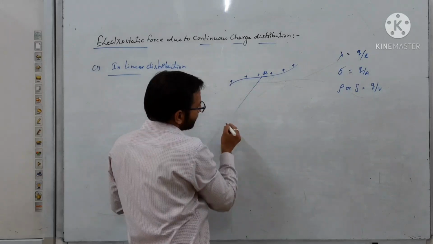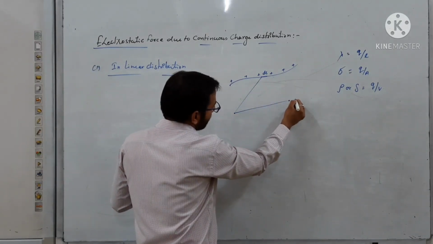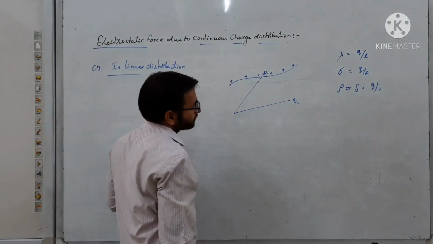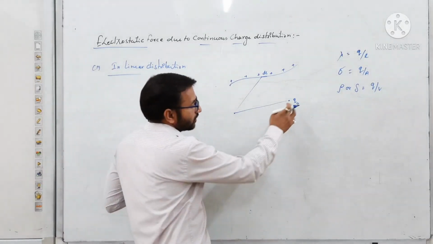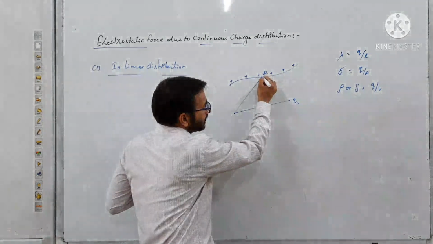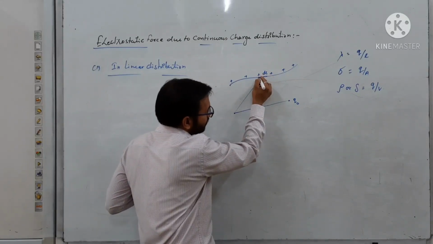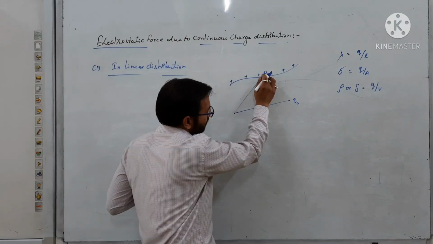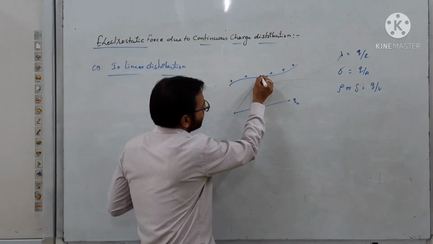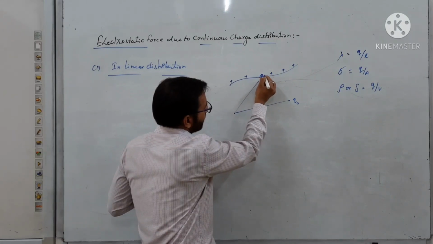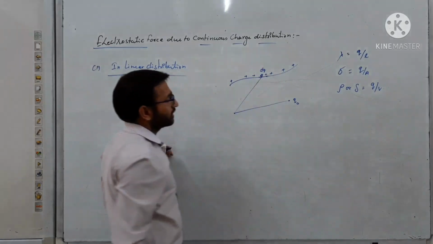So if I calculate the force acting on a charge q naught, or the force of attraction between two charges, one being q naught and the other along the wire, we can think of this part as our elementary part. Suppose this is its center. The elementary part is very small. Understand? So this elementary part has a charge dq.